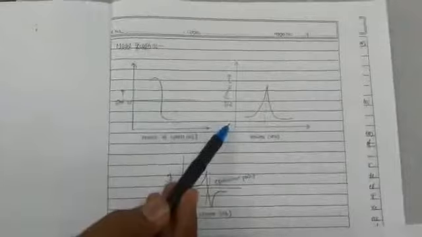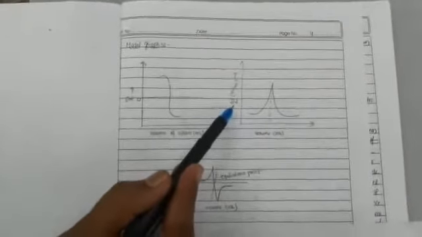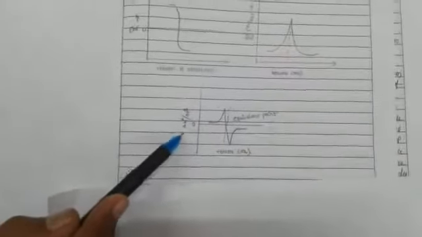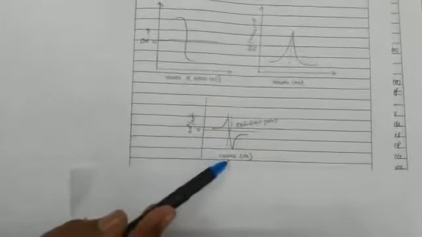Plot a graph between EMF and volume of NaOH, with the volume of NaOH on the x-axis and EMF on the y-axis. This gives the equivalence point of the solution. Plot a graph between delta E by delta V and volume of NaOH. It gives the first differential curve. Plot a graph between delta E square by delta V star and volume of NaOH. It gives the second differential curve. From the equivalence point, we have to find out the strength of the acetic acid.